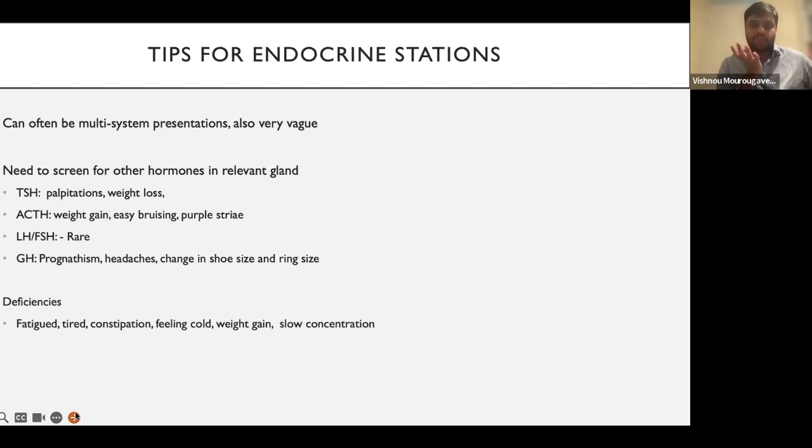The way I would approach any endocrine station once you feel like it's one... So I think the bitemporal hemianopia was the clue, wasn't it?